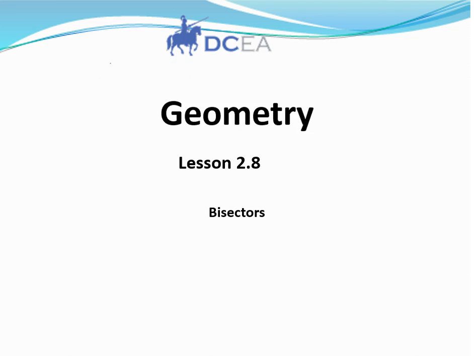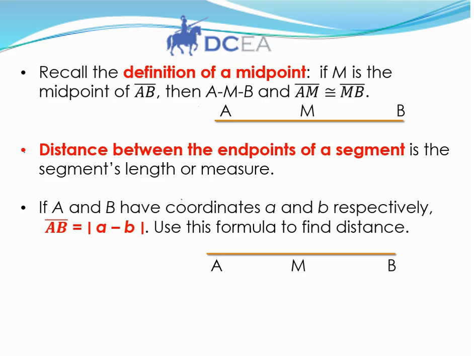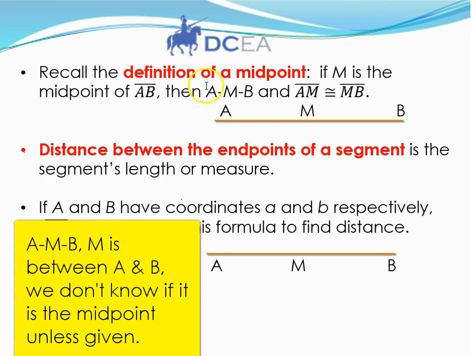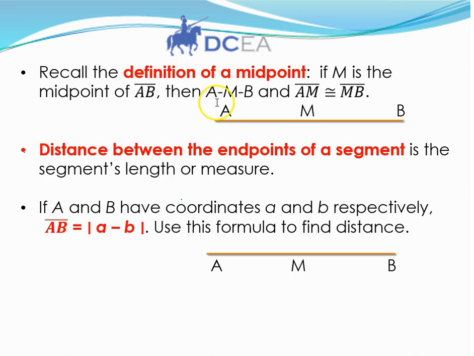Geometry lesson 2.8. We are talking about bisectors and continuing on with midpoint. Let's recall the definition of a midpoint. If M is the midpoint of AB, remember this notation, then the segment AM will be congruent to MB. So M is exactly in the middle of A and B.